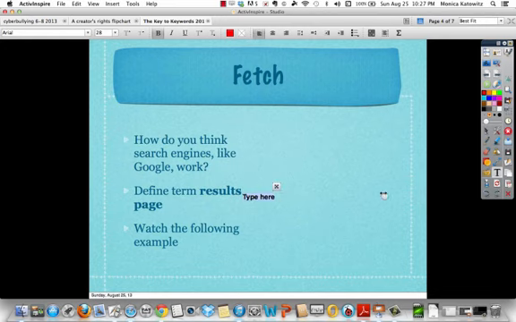So the results page is the screen showing what a search site found in response to your keyword search. Okay, and I'm going to walk you through an example, and then you're going to have to do this by yourself.